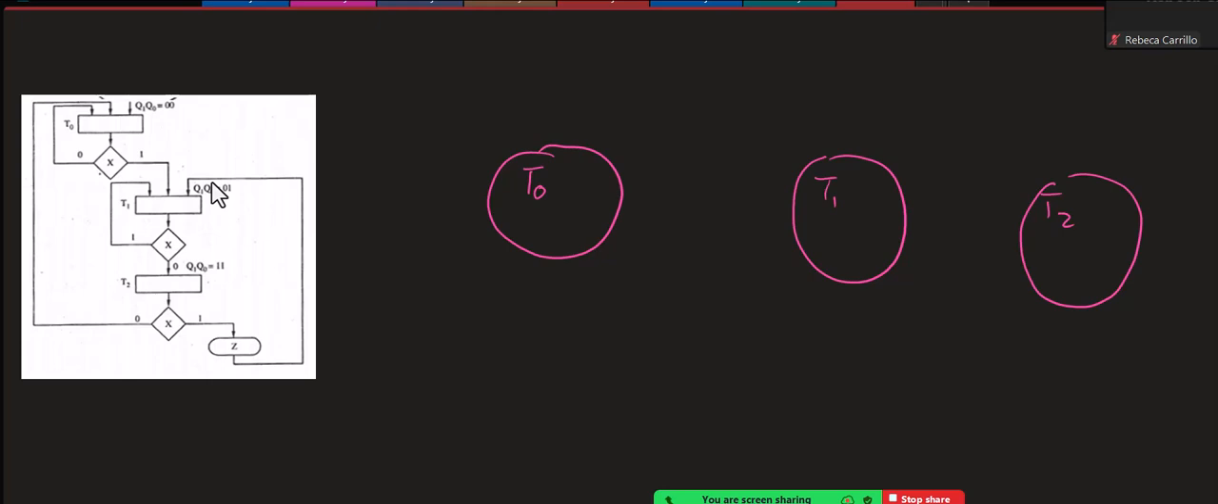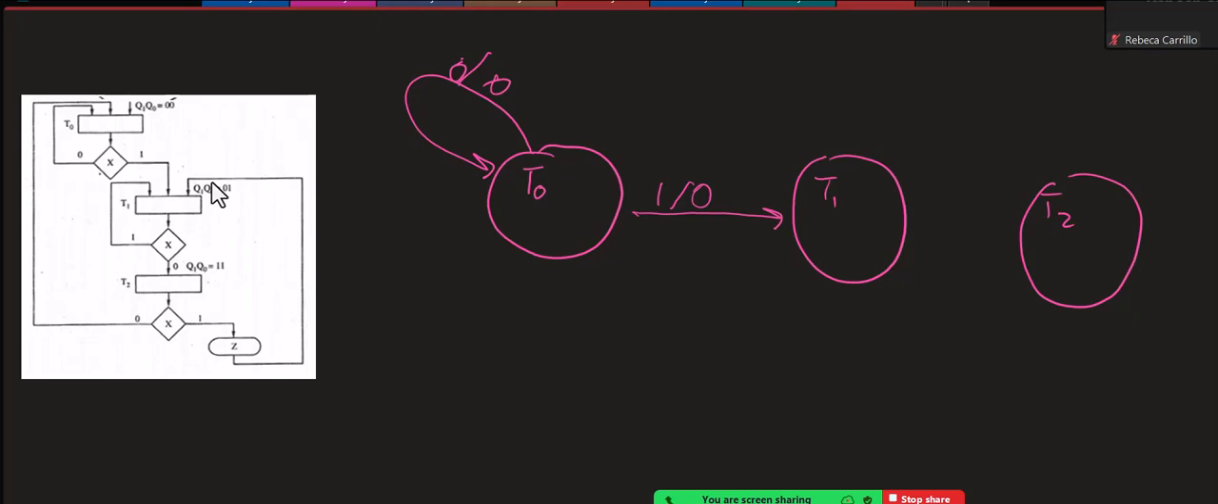So for T0, if my input X is 0, what's my next state? T0. And what's my output? 0. And for T0, if X is 1, what's my next state? T1. And what's my output? 0. Because there's no symbol for an output, so the output is 0.